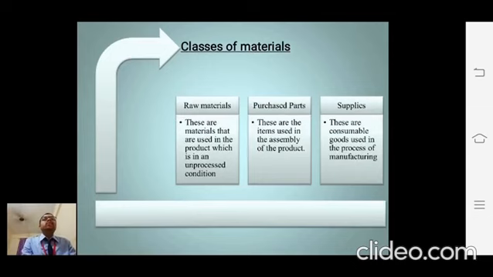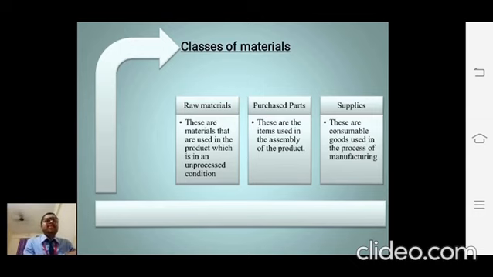So until now we have been understanding what material management is and what its importance is. I think you are familiar with management, but what is a material? What types of material do we have to handle in any organization? There are three basic types of material used by every organization. The first one is raw material, purchase parts, and supplies.